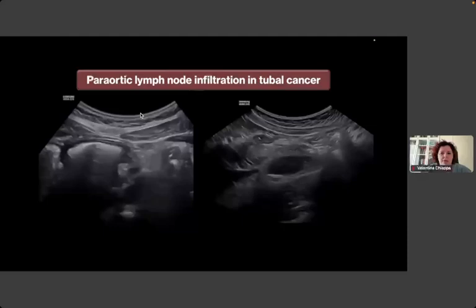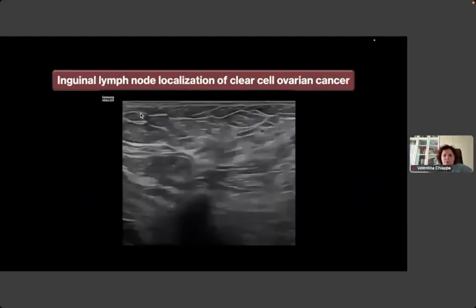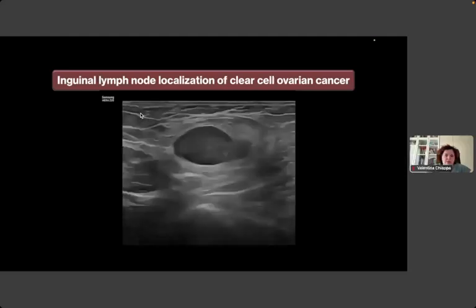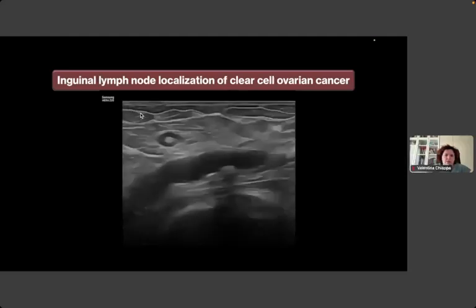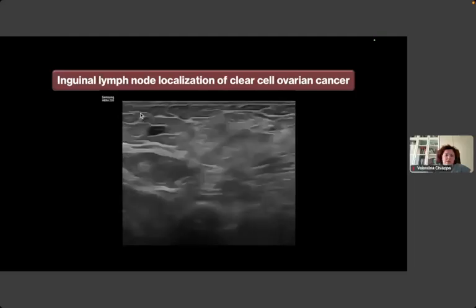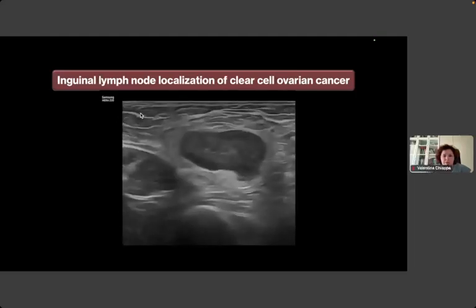With the linear probe, we check the groins. In this case, we see an irregular pathological lymph node with disappearance of the core sign and the hyperechoic perilymph node halo.